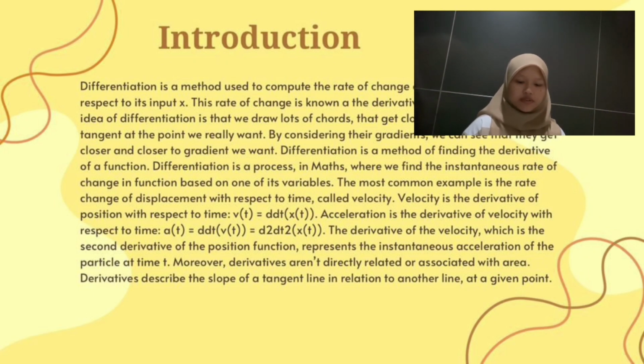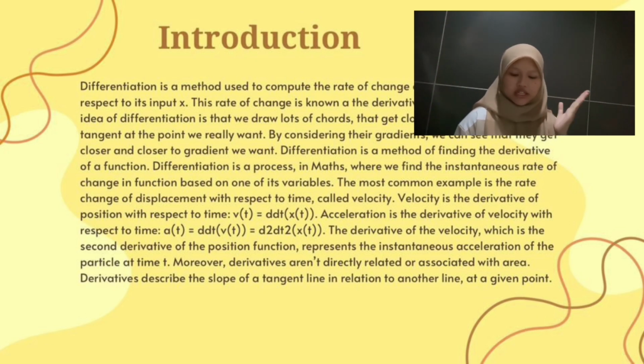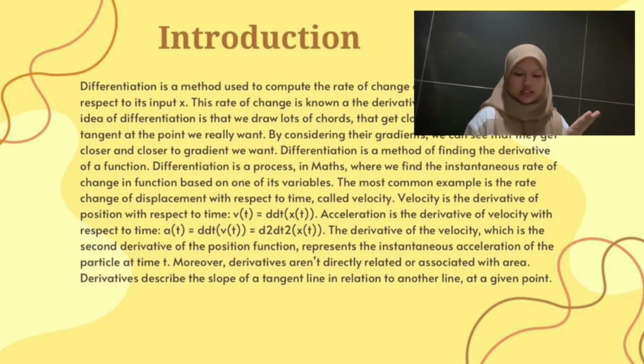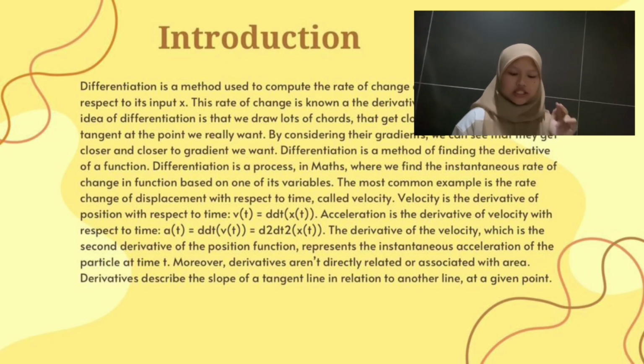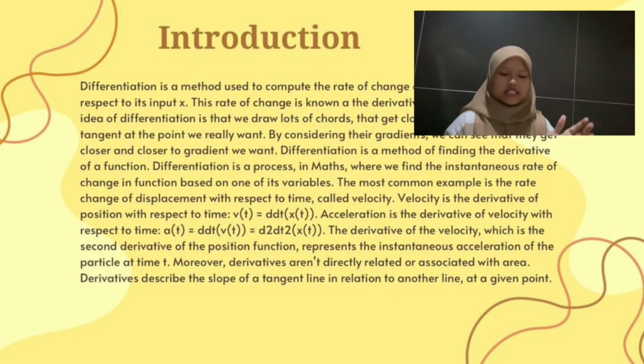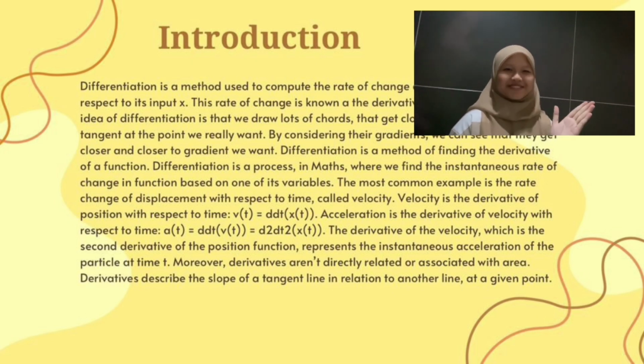The derivative of the velocity, which is the second derivative of the position function, represents the instantaneous acceleration of the particle at time t. Moreover, derivatives are not directly related or associated with area. Derivatives describe the slope of a tangent line in relation to another line at a given point.